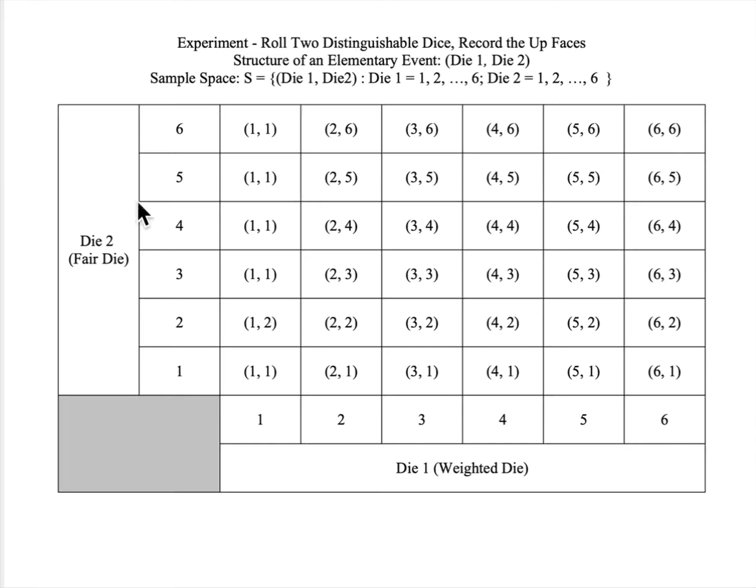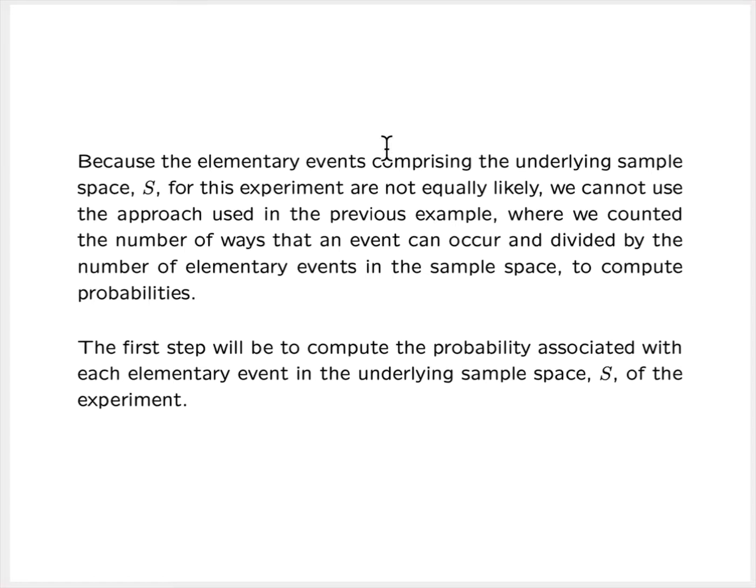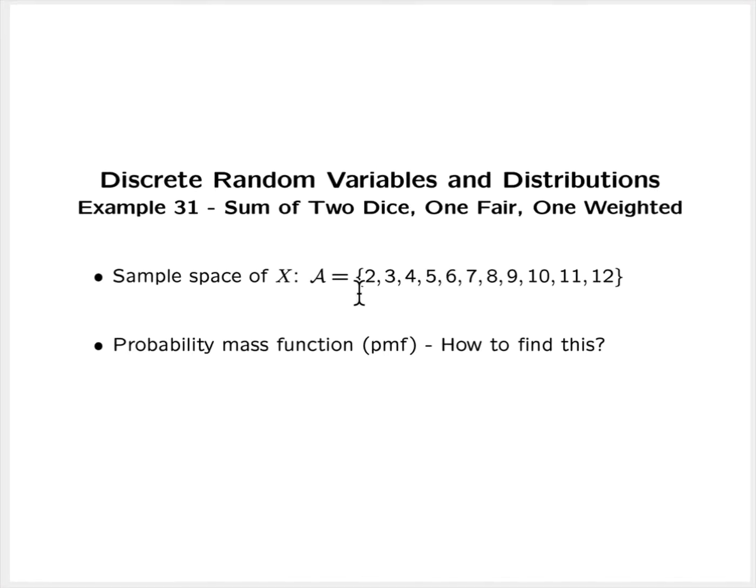underlying experiment. So that's why we have to determine the probabilities associated with each of these 36 elementary outcomes in the sample space of the original experiment. All right, and once we do that, then we can find the probability structure on the sample space of the random variable x itself.